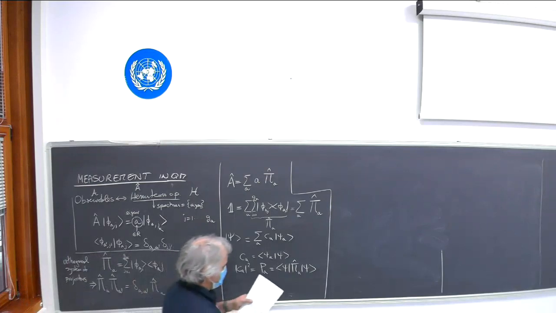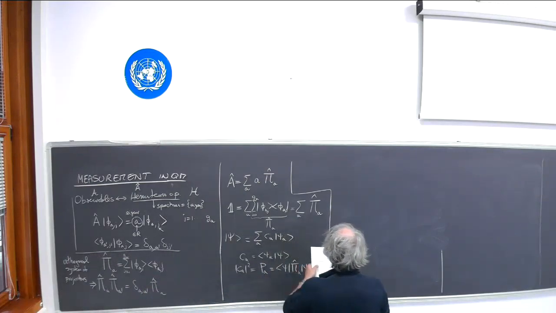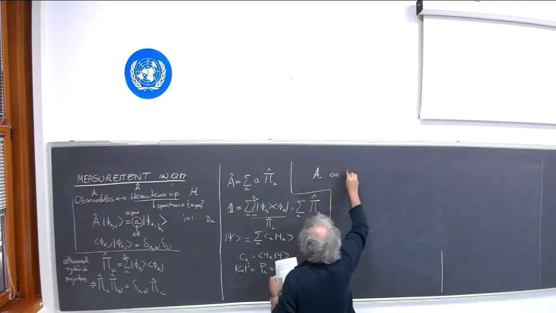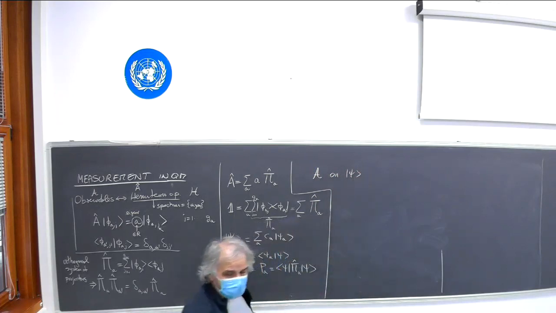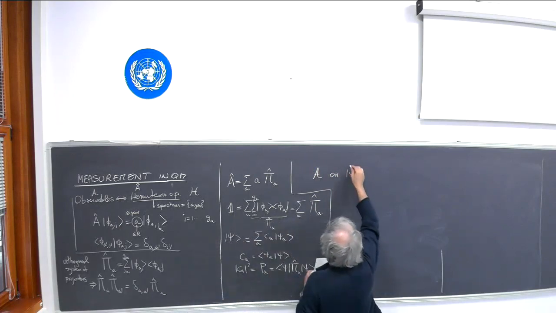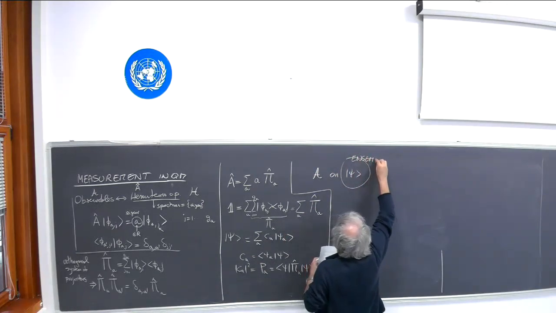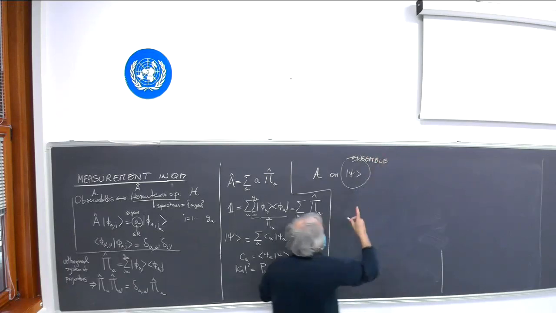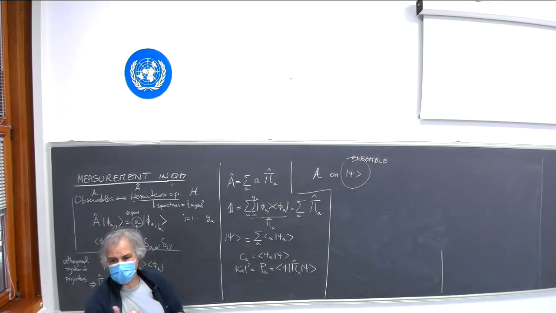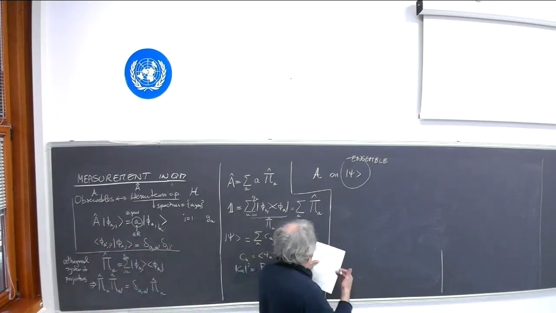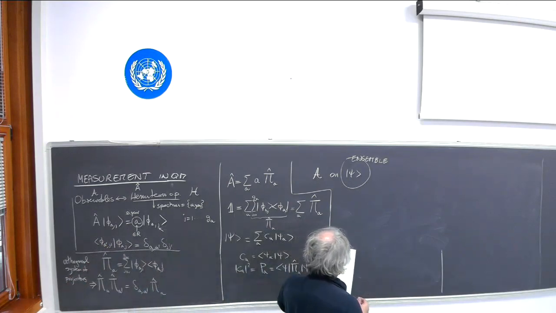Okay, so the postulate is the following. If I measure the observable A on psi, which means that I have prepared, and that's a very important thing, an ensemble of systems all in the state psi, and I keep doing my measurement. I prepare psi, I measure, throw it away. I prepare psi, I measure, throw it away. This is the idea of measuring the observable on an ensemble of identically prepared systems.